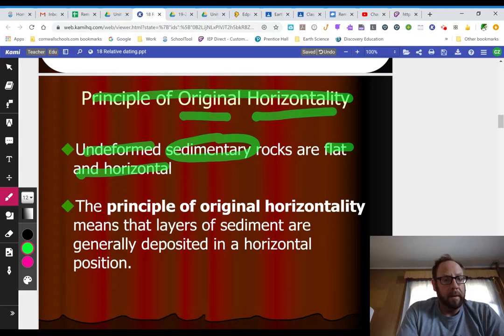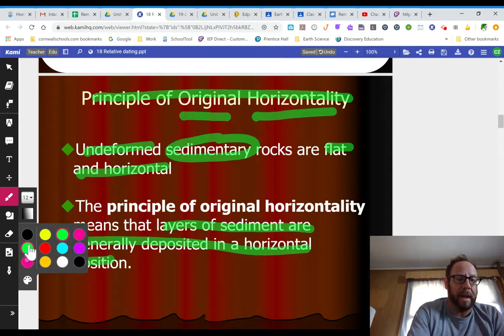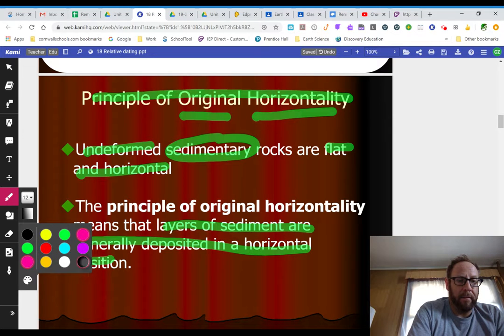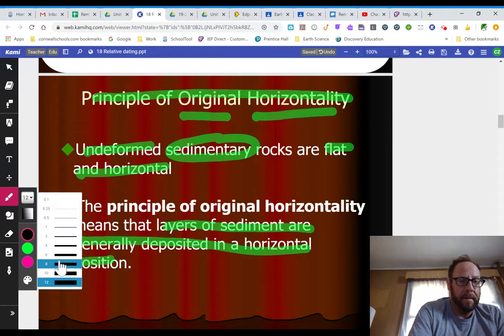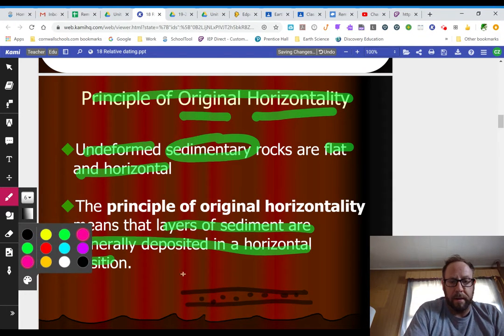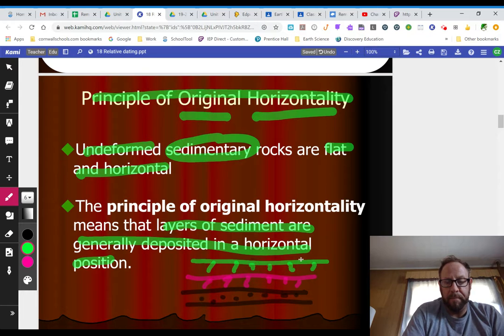This principle means that the layers of sedimentary rock are generally deposited in horizontal positions. So again, if we went back and looked at layers of rock, we would say, here's the old layer of rock. I could change the color, and then another layer of rock, and finally, the last layer of rock. Again, oldest to youngest.